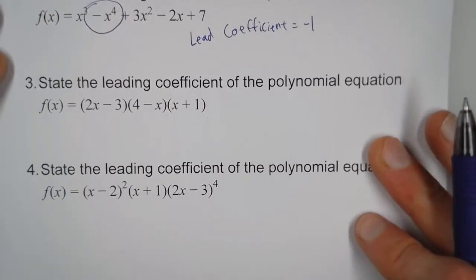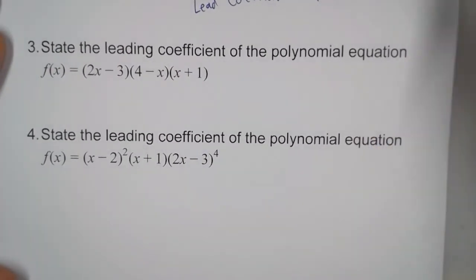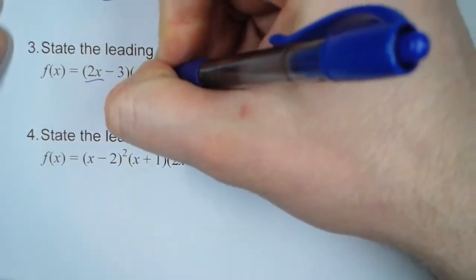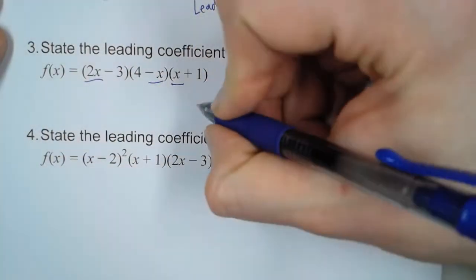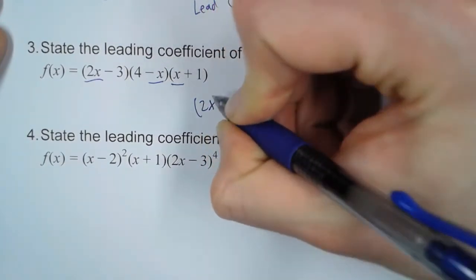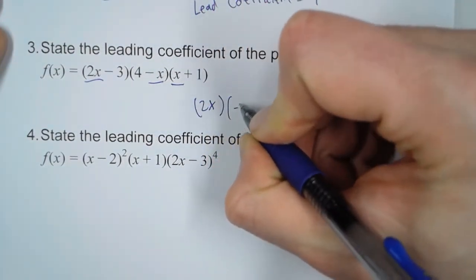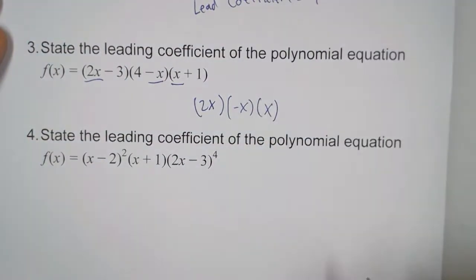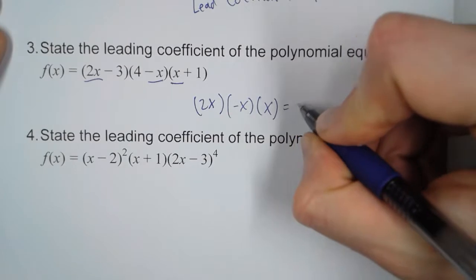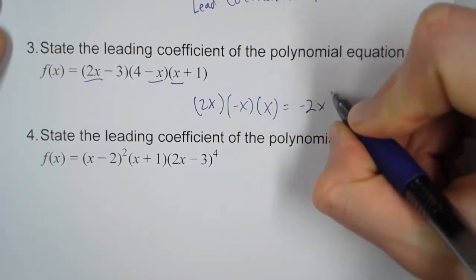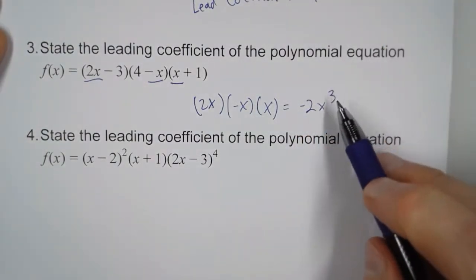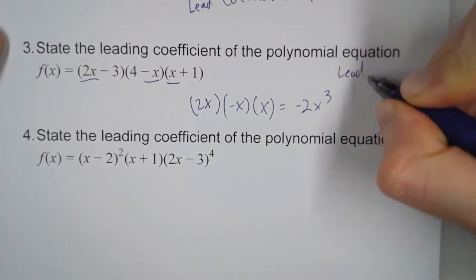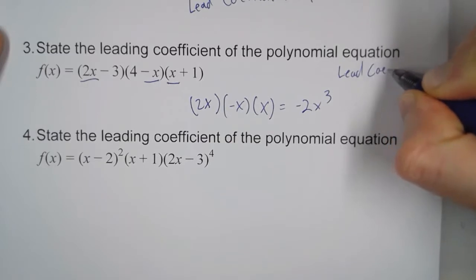Now for 3 and 4, as we saw in the degree video, what we need to do to find the highest degree is take each term in the binomials that have x and multiply them. So we have 2x, we have -x, and we have x. So when we multiply this, we get -2x cubed. So 3 is the degree, but the leading coefficient is going to be -2.